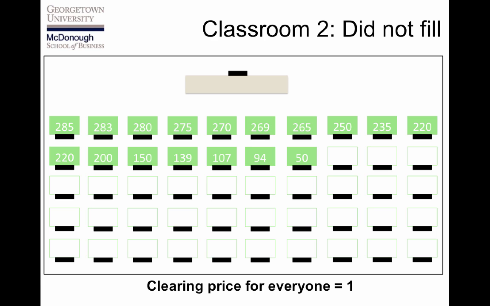This is the other type of class during bidding, a class that has not filled to capacity. Fewer than 50 students submitted bids, so everyone who bid got into it and will be registered. This means that the clearing price that all students pay is just 1 point. Again, if a class doesn't fill, everyone is charged just 1 point.